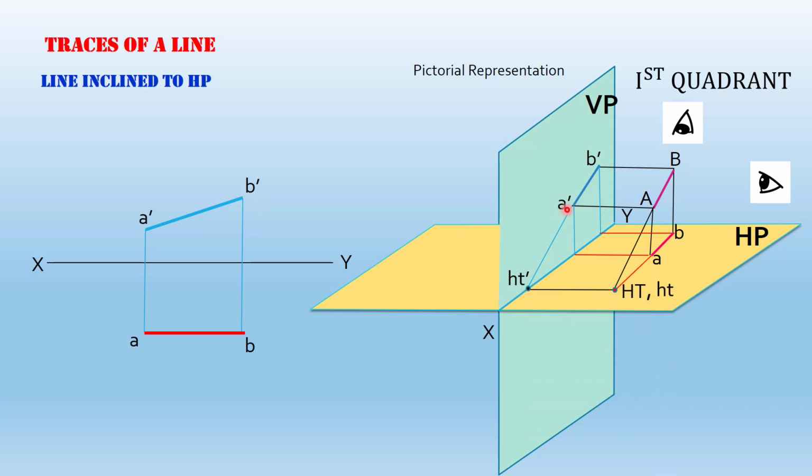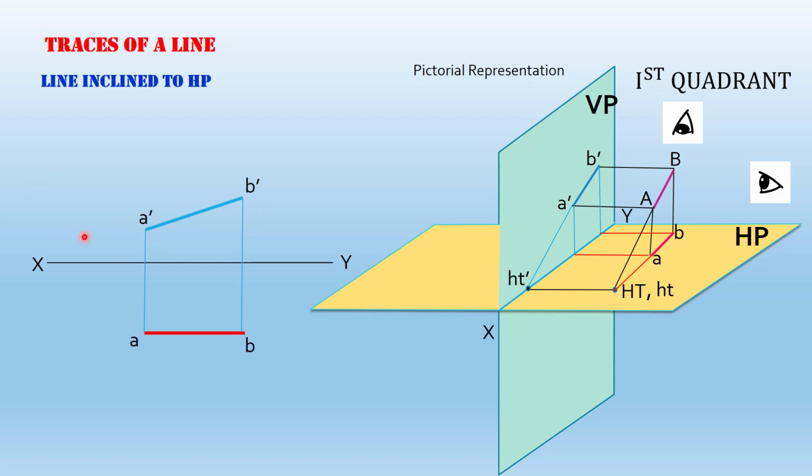Now here you can see that when you extend the line A dash B dash, that is meeting the point ht dash. Similarly, the line of intersection of the plan as well as the projector through ht dash will meet at the horizontal trace, or small ht. Now let's see how to locate the ht dash and ht on the orthographic projection.